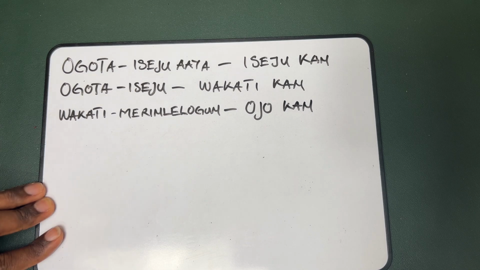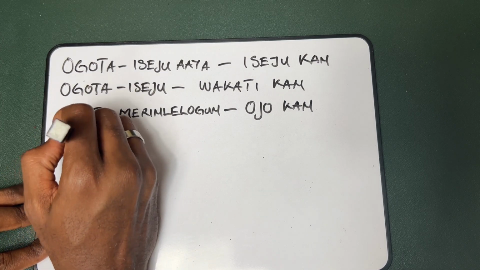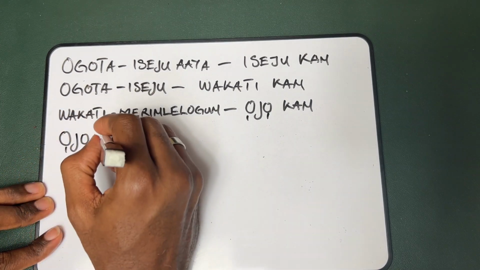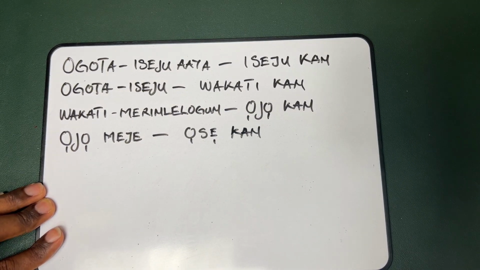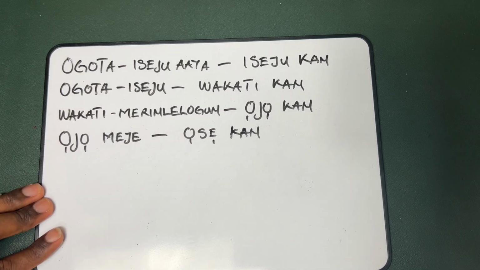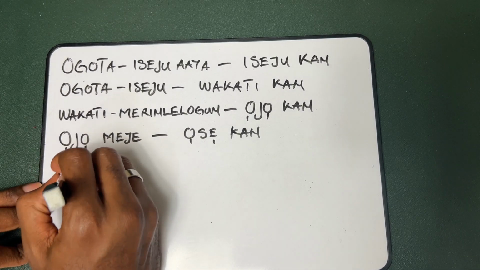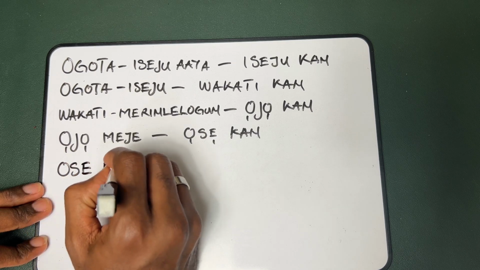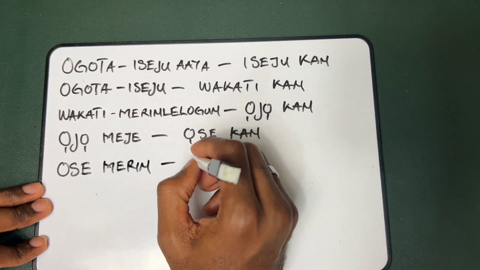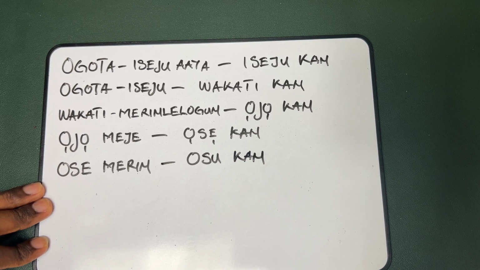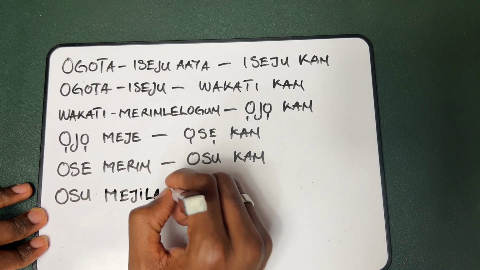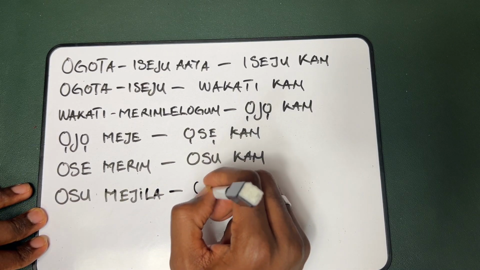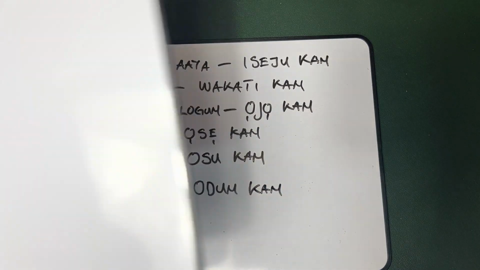So 7 days will give us 1 week. So ọjọ́ méje will give us ọ̀sẹ̀ kan. Ọ̀sẹ̀ mẹ́rin will give us 1 month. So 4 weeks will give us 1 month. Ọ̀sẹ̀ mẹ́rin will give us oṣù kan. Yeah, and then oṣù méjìlá, that's 12 months. Méjìlá will give us 1 year. That's ọdún kan.